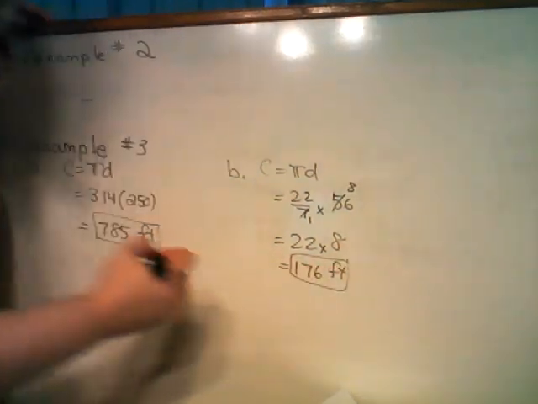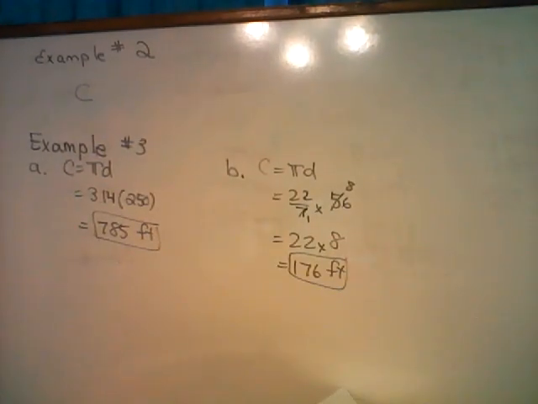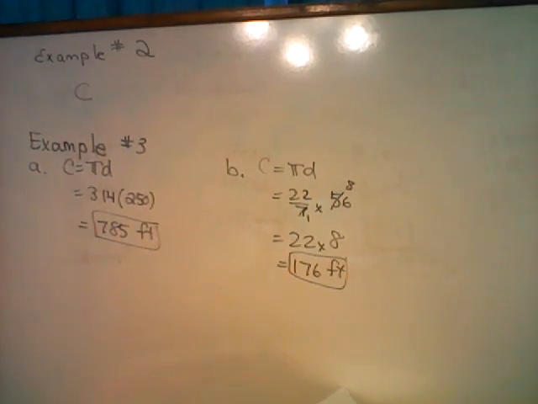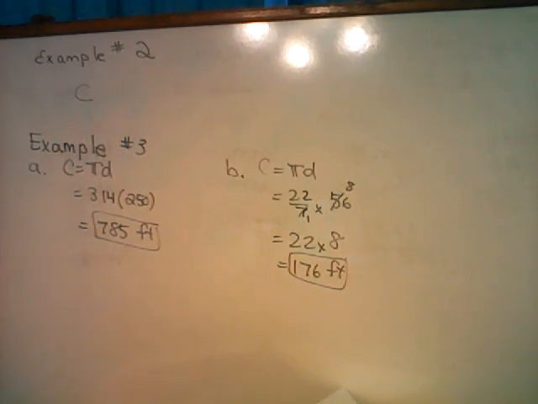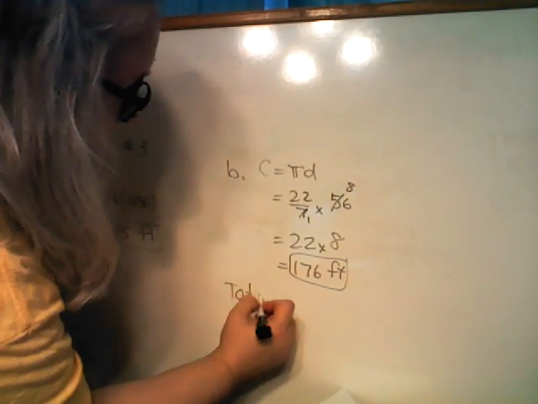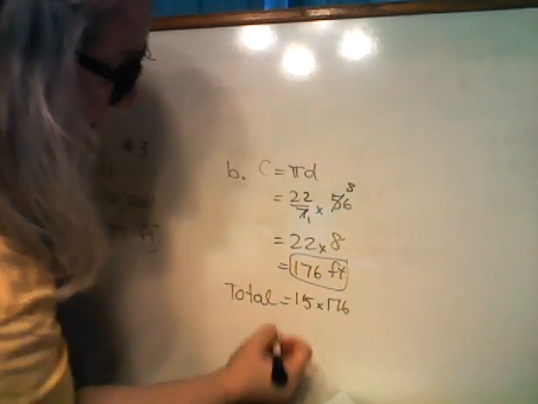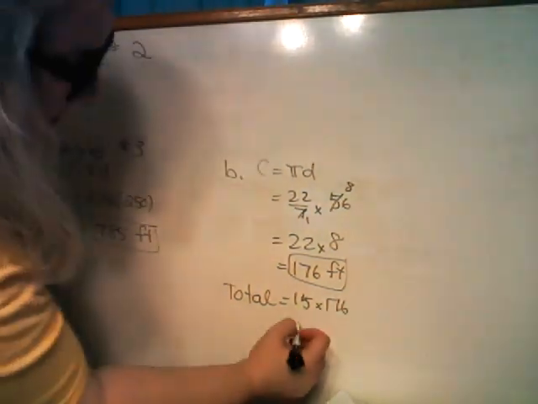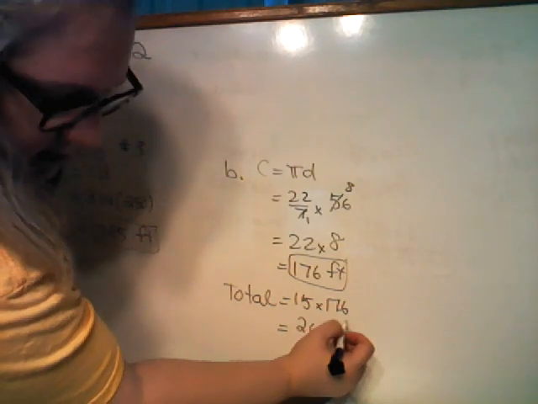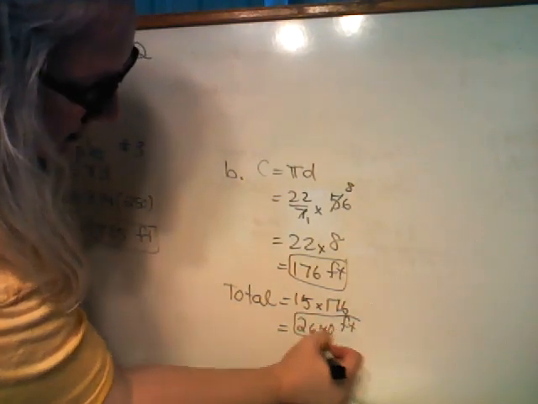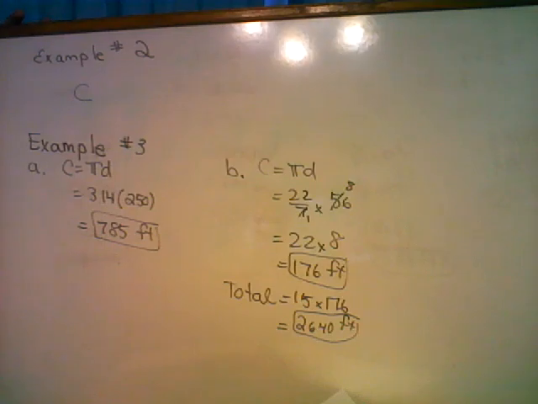But that's only one way around. So we need to go 15 times because usually when you get on a Ferris wheel, you go a couple different times. It's not like a roller coaster, you just go once through, right? So we're going to do this 15 times, and we're going to multiply that by 176. You get 2640 feet. Okay?